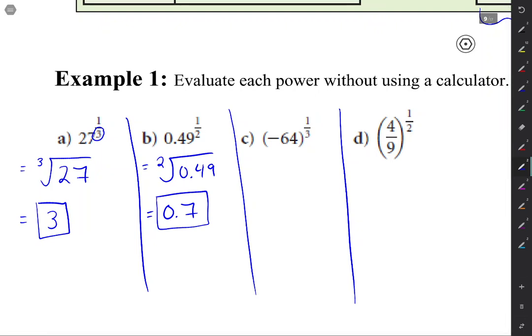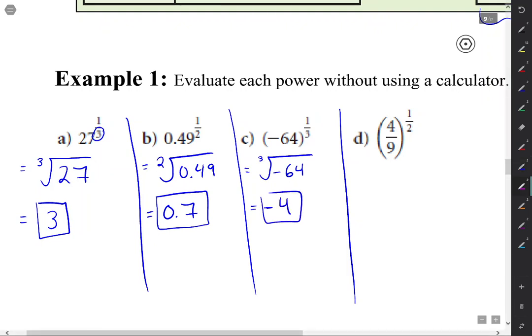Next, we have negative 64 to the power of 1 over 3. So we're going to put that little cube root sign there, and we're going to do the cube root of negative 64. So this one we might have to think about. What number times itself 3 times equals negative 64? So our answer this time is negative 4. And that's because negative 4 times negative 4 times negative 4 is equal to negative 64.